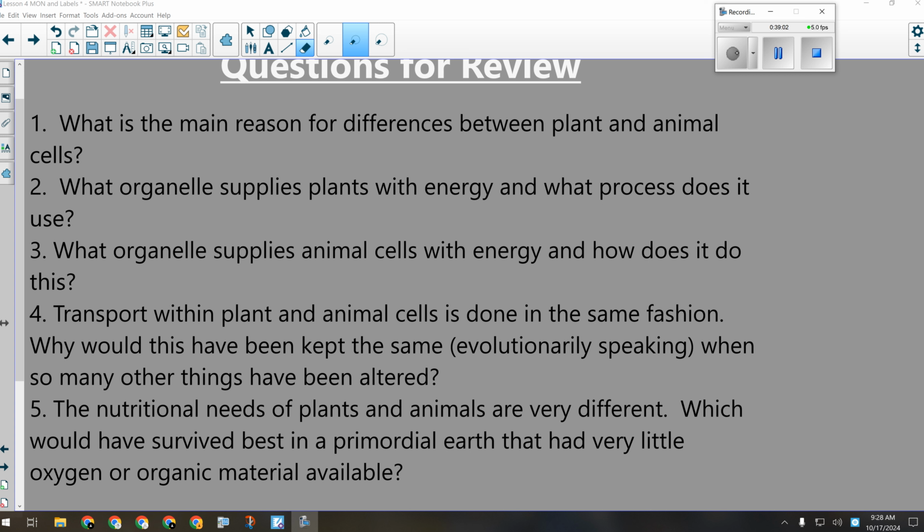Okay? So the first things to evolve would have had to have been photosynthetic, because that's what could have survived. If there's no oxygen or organic material available in early Earth, then how are animals going to live? There's nothing for them to eat, and not enough oxygen for them to digest it, even if they had it. Okay? Everyone all right with that?